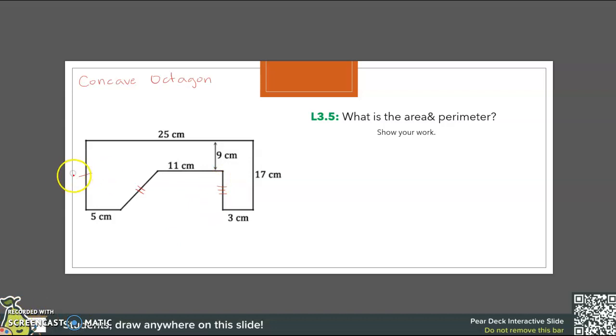This is 17 centimeters because it is the same length as this side. This is 8 centimeters because it is 17 centimeters less 9 centimeters. This length must be found by using the Pythagorean theorem. This length is, again, 8 centimeters because it is the same size as this length.